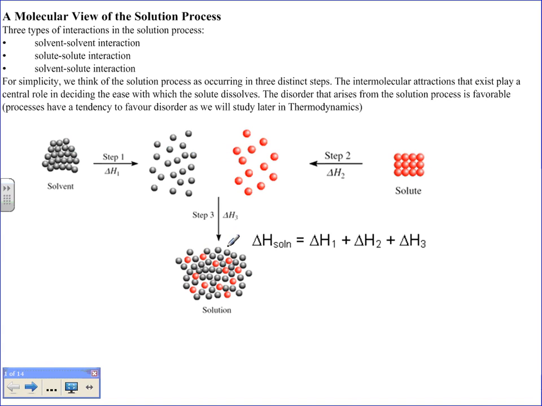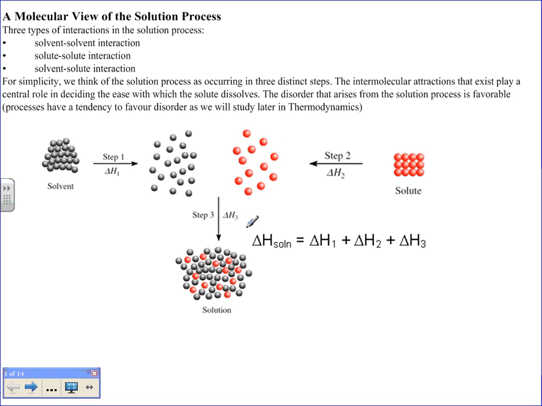The third step in the solution process is creating an interaction between the solvent and the solute particles. This is an exothermic process. So what this means when we consider the three steps is that sometimes when we dissolve a substance, the overall reaction is going to be endothermic, so the temperature drops. In other cases, the overall process might be exothermic and the temperature might rise. Whether it's endothermic or exothermic will depend on the heat released or absorbed in each of the three steps. So we need to consider them all together.